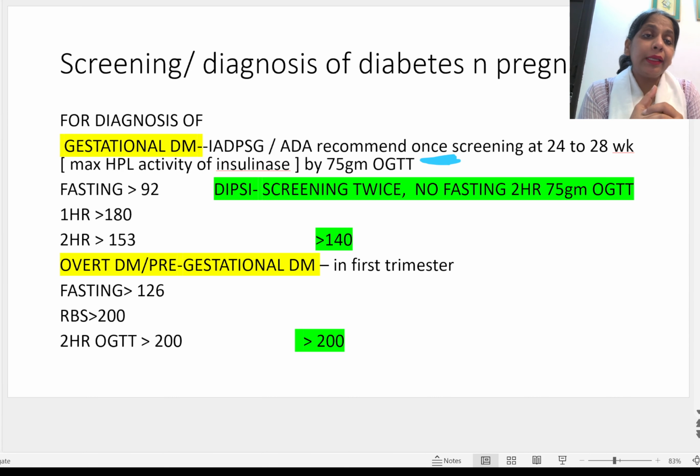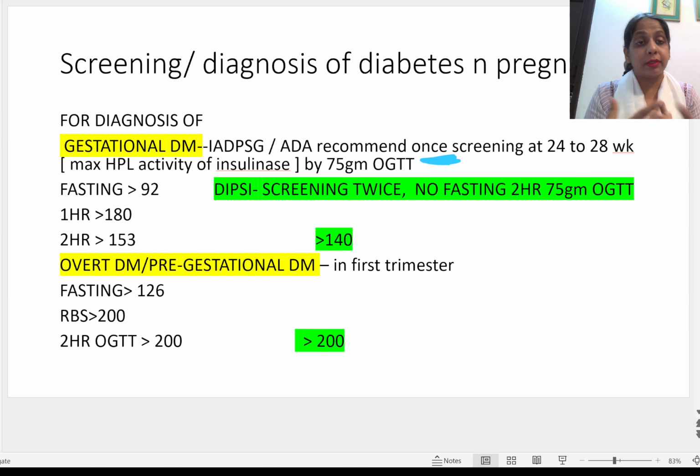Now again, as the patient didn't come fasting, there is no advantage of doing the fasting values. Again, we are not taking two samples, one at 1 hour and one at 2 hour, because the Indian population doesn't want so much hassle, so only one sample is taken after 2 hours, and the cutoff value is more than 140, and for overt diabetes mellitus it is the same. The cutoff value for the 2 hour in IADPSG was 153, but as per DIPSI it is 140. It's just a 13 value variation, but you should know. But overt diabetes values are the same, 200 and 200, right, for both.